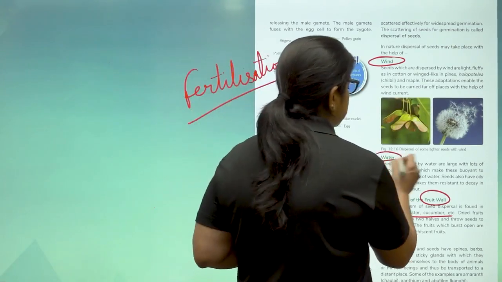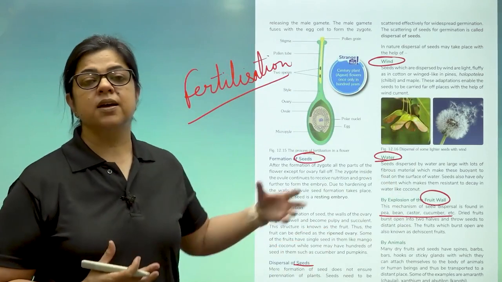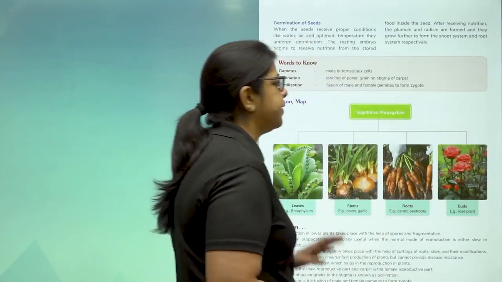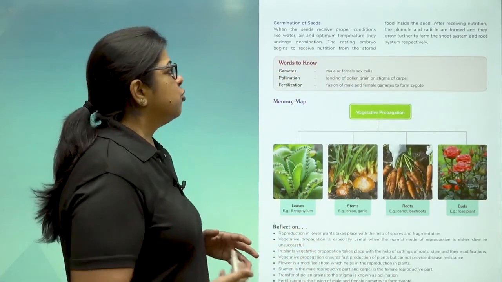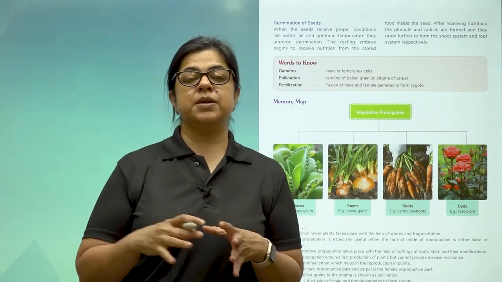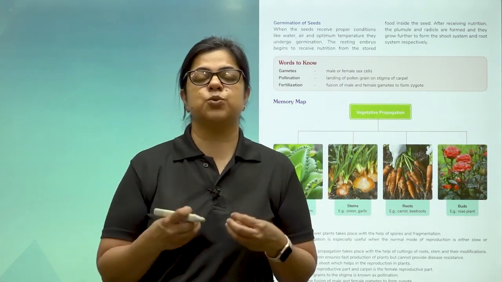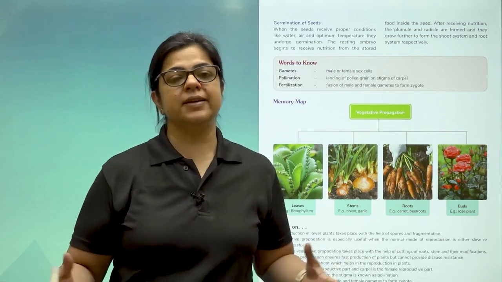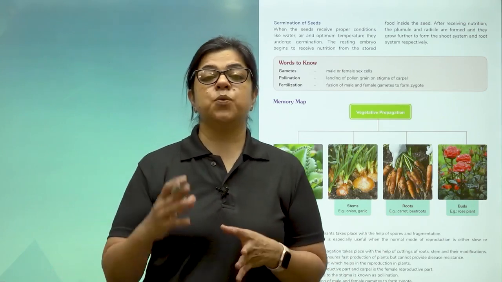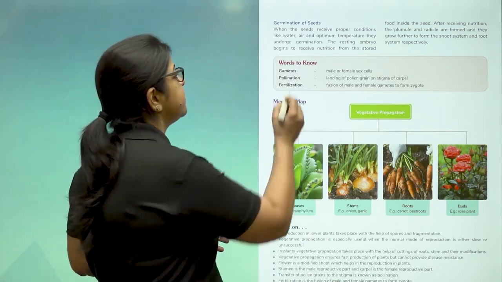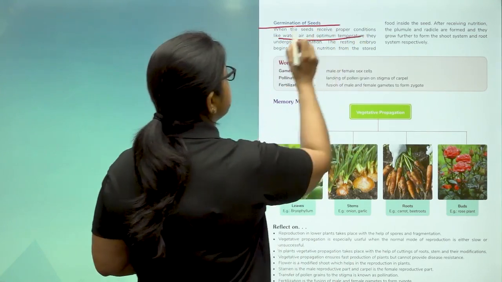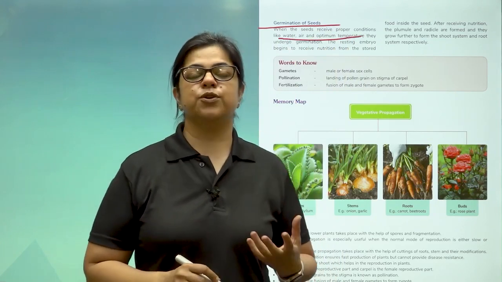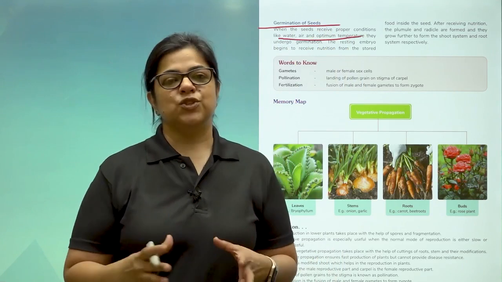Seeds like that of coconut and lotus are transported by water. Then animals also play a very important role in the movement of seeds. How? When an animal is sitting in one area, the seeds may stick to its fur on the body, and when it goes to another area, they may be released. So again, I am repeating, when these released seeds are going to find the right temperature, water and air conditions and fertile soil, they are going to grow into a new plant, and this process is known as germination.